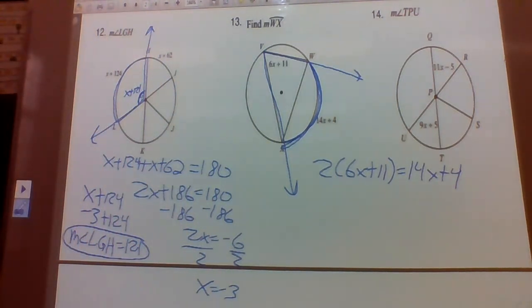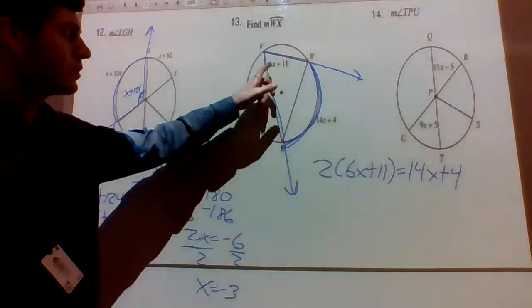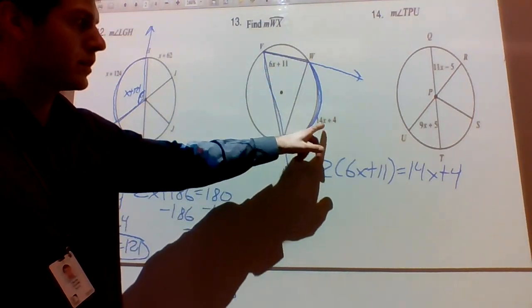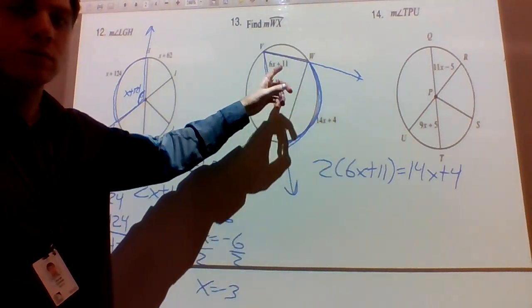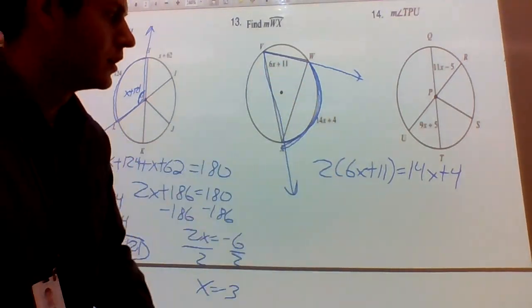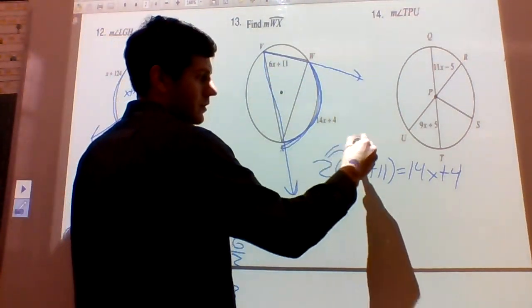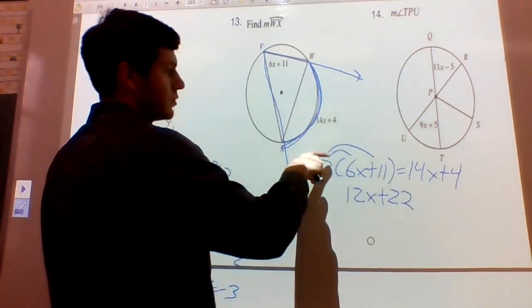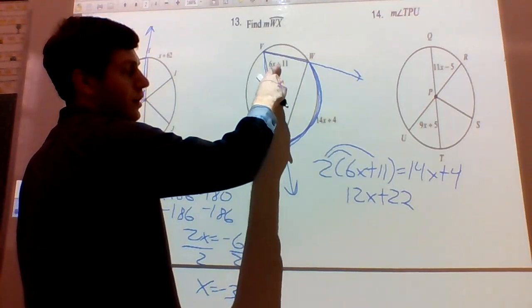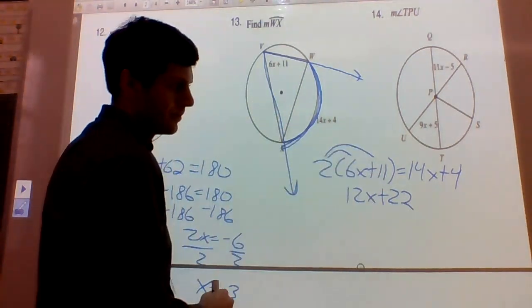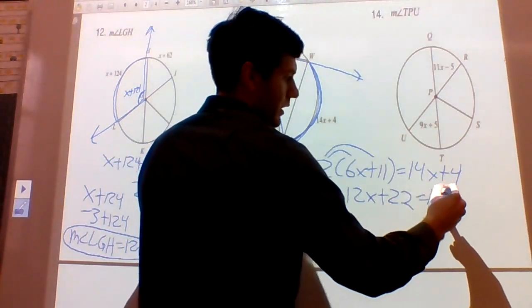This is the measure of the inscribed angle, and the measure of the intercepted arc is double what the angle is. So if we want to make these equal, we have to double 6x plus 11. Doubled, it's going to be 12x plus 22. You've got to make sure you distribute the 2. Then that equals 14x plus 4.